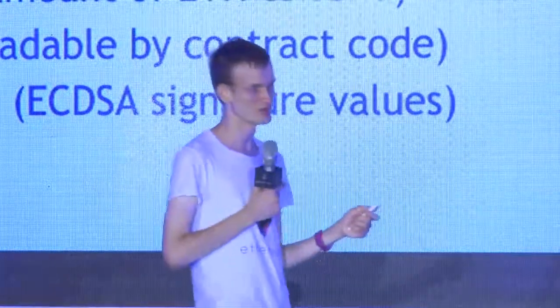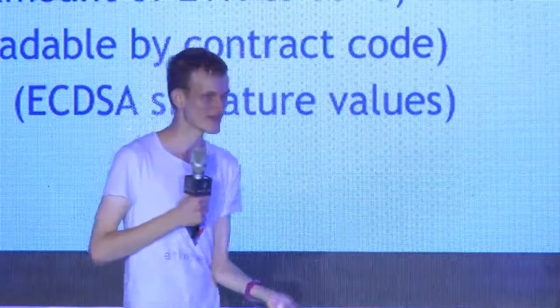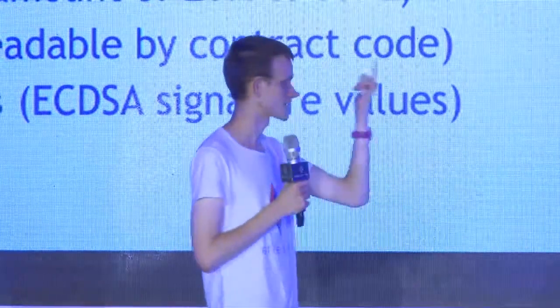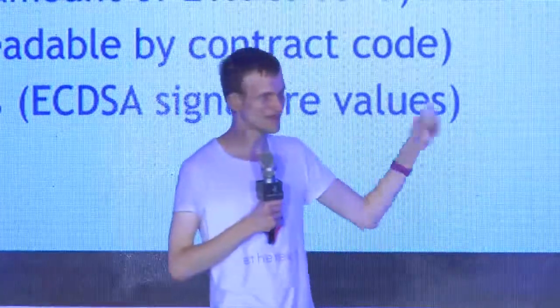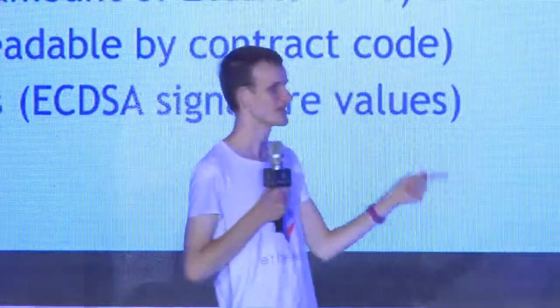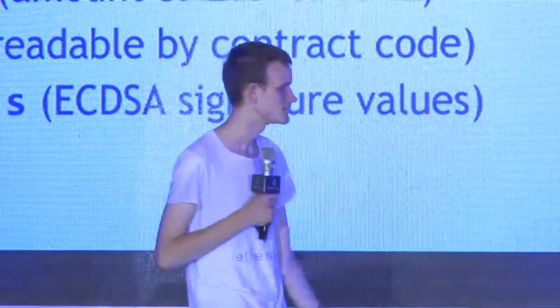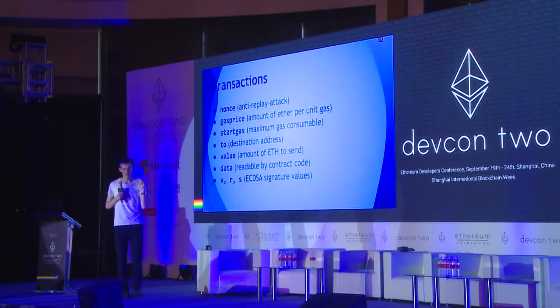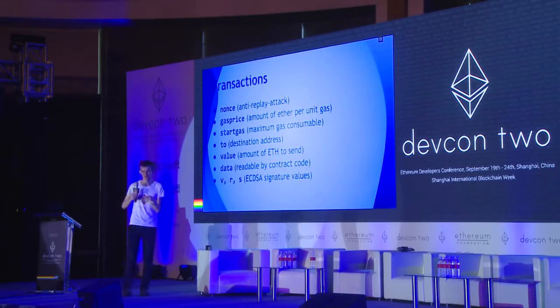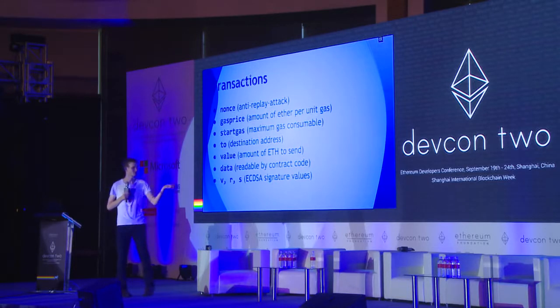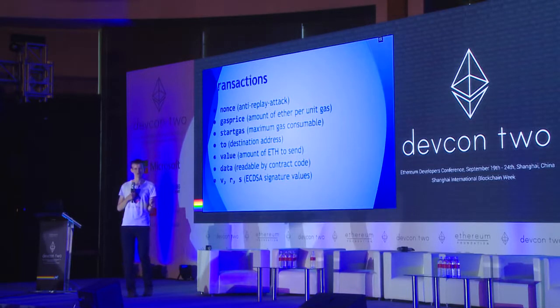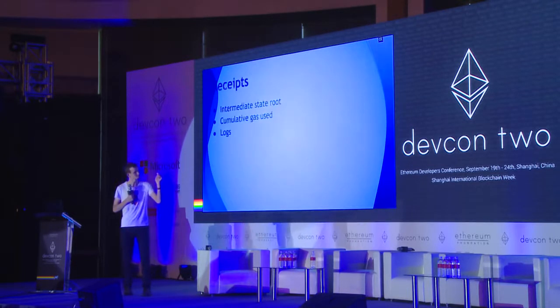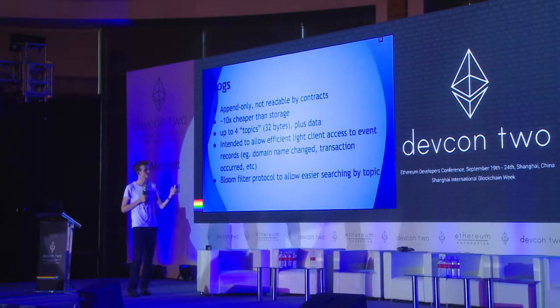Gas price, so the amount of Ether you pay for every gas. Start gas is the amount of gas that you budget yourself. Destination address, the amount of Ether that you send. Data, so if you're just sending Ether, you don't need to care about data. If you're talking to a contract, then data is readable by contract code. So data is how you specify what function of a contract you're calling, what parameters you're calling it with, anything more complex with that. And VRS, elliptic curve digital signatures. Feel free to research them yourself. I think elliptic curve math is cool. Receipts, not going to bother with those.